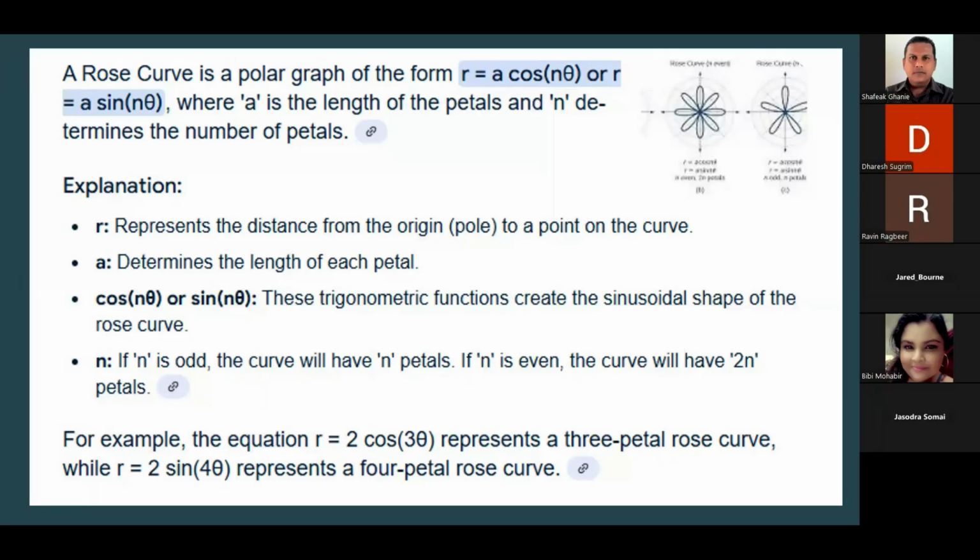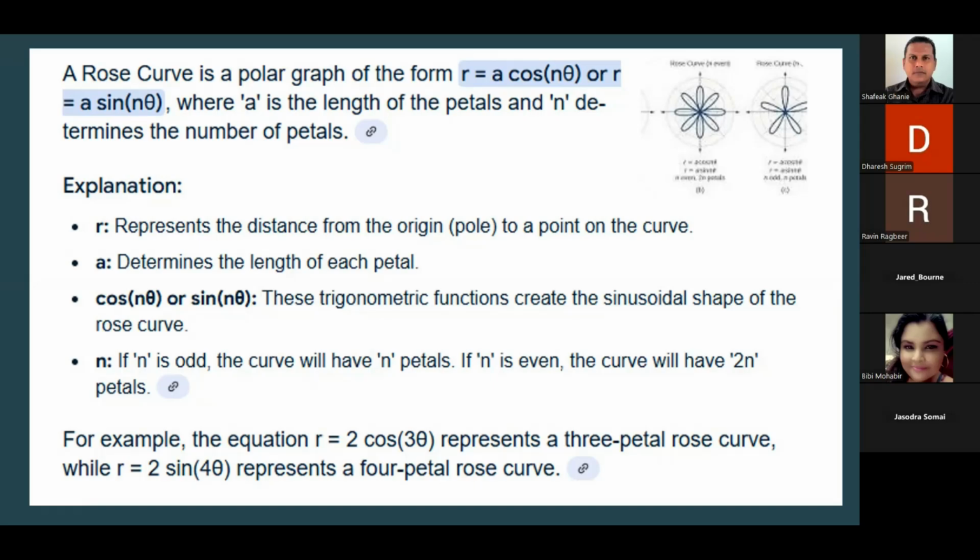Good afternoon, everyone. I will be talking about the rose curve. As Jared said, we will be talking about two of those graphs. The first one is the rose curve. The rose curve is a popular graph of the form r is equal to a cos(n theta), or r is equal to a sine(n theta), where a is the length of the petal. Well, we're talking about a rose, right? From the name, we know that it will be shaped like a rose, which has petals. And n determines the number of petals.